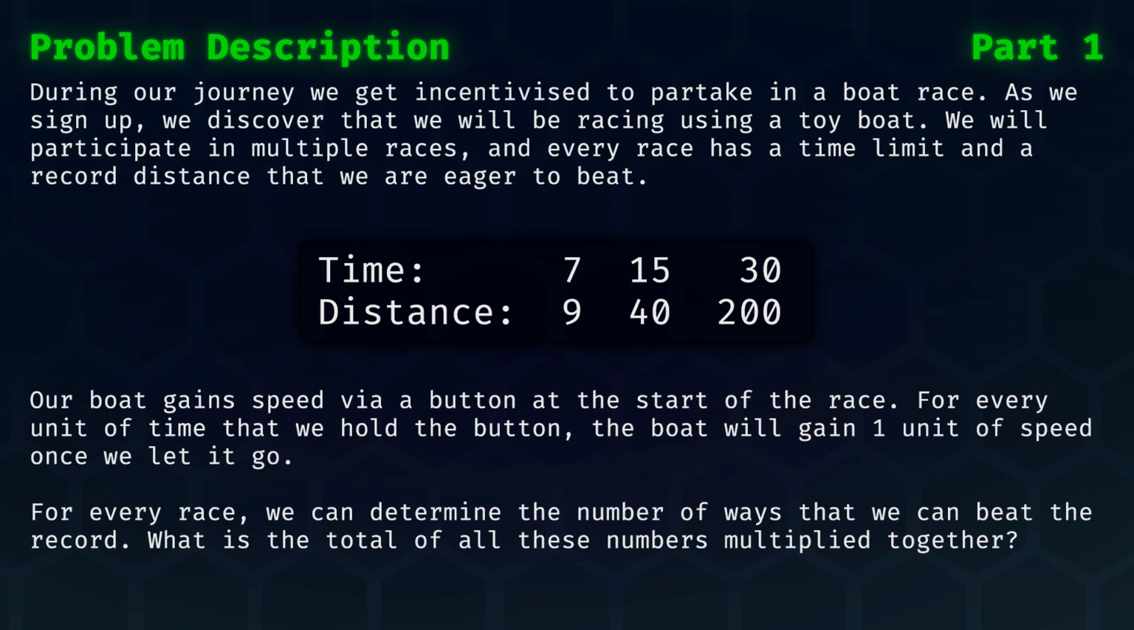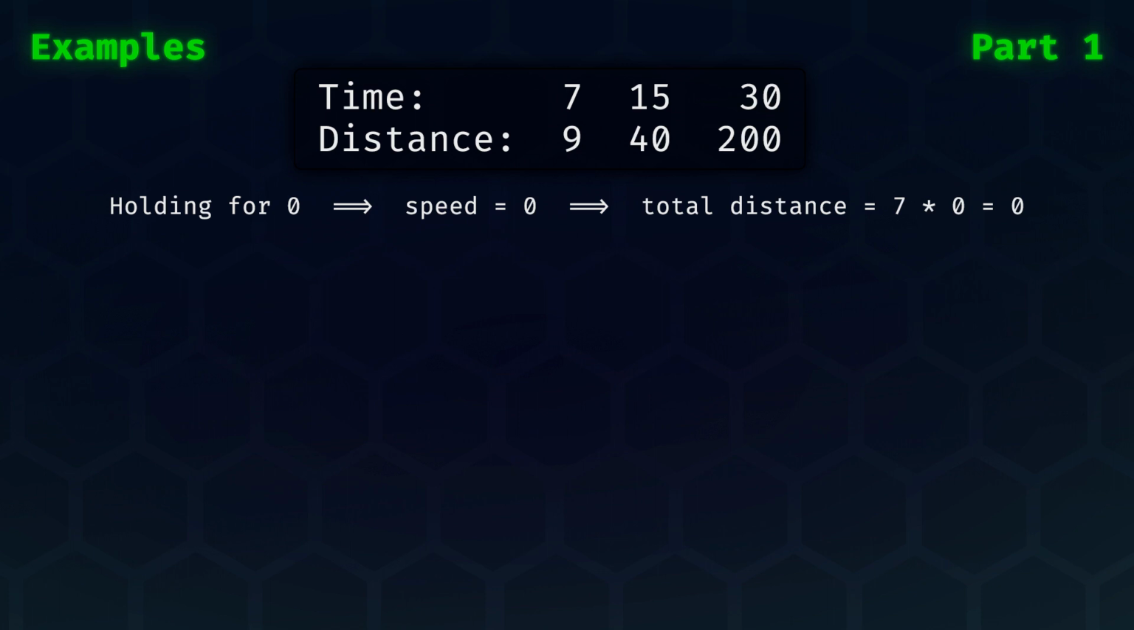For every race, we can determine the number of ways that we can beat the record. Now, if we take all those ways and multiply them for every race, then what number do we get? Let's take the first race as an example. Let's say we have 7 seconds to travel 9 meters.